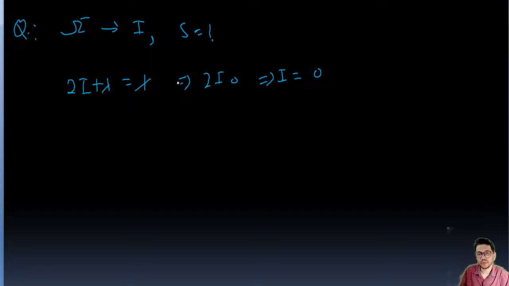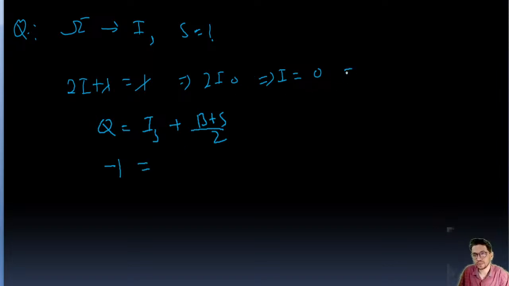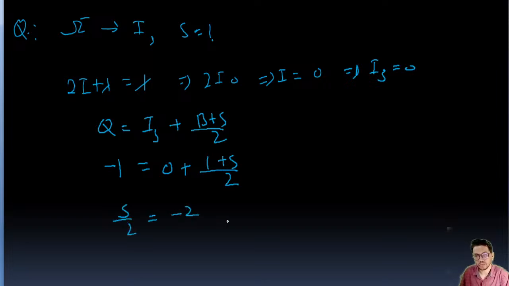Now for S, we know the formula, a modified form of the Gell-Mann–Nishijima formula. That is Q equal to I3 plus B plus S by 2. This is a baryon. So the charge Q is minus 1, equal to I3, which is also 0, plus, since this is a baryon, 1, plus S by 2. So S by 2 is going to be minus 2, which implies S is going to be minus 1.